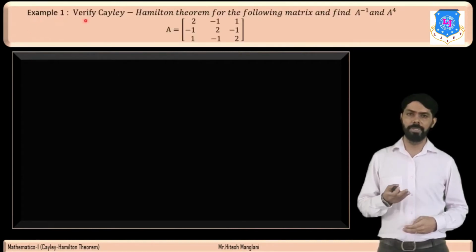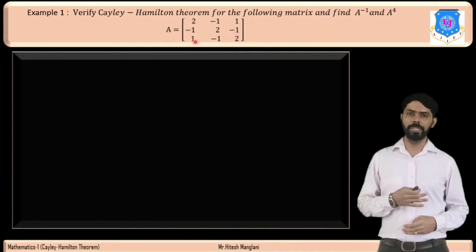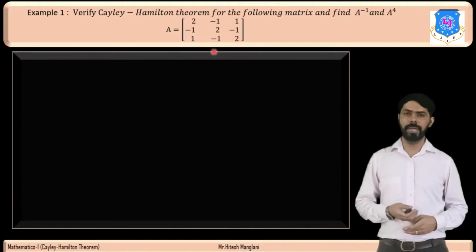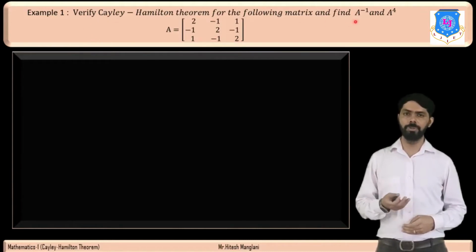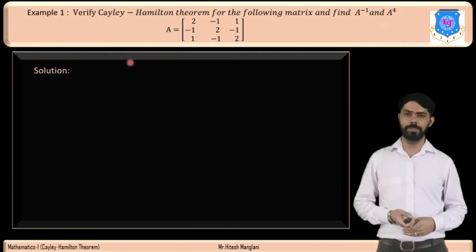So the first example is: verify Cayley-Hamilton theorem for the following matrix and find A inverse and A raised to 4, for A equal to [2 -1 1; -1 2 -1; 1 -1 2]. So here in this example we will have to verify Cayley-Hamilton theorem and also find A inverse and A raised to 4. First of all we will find the characteristic equation of this matrix.